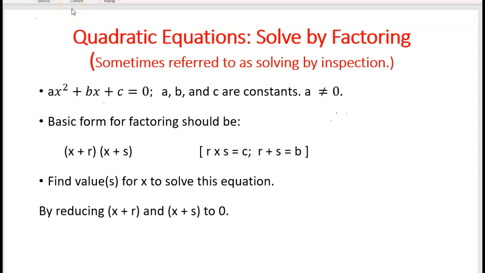My name is Clay Brown, and this tutorial video is going to be on quadratic equations. More specifically, it's going to be on how to solve quadratic equations using a method known as factoring, also known as solving by inspection. Just to be sure we are all on the same page, what we mean by solving a quadratic equation is that we want to determine what values to set x at so that this equation does in fact equal what it says it does, which is 0.